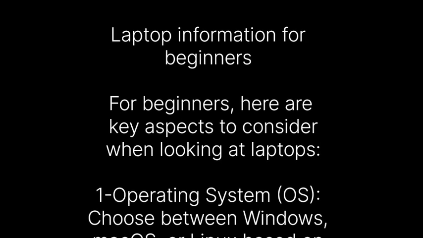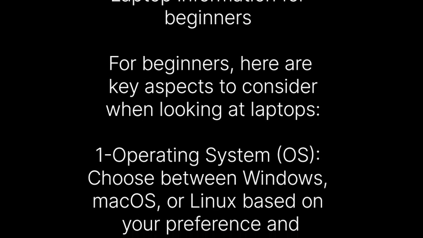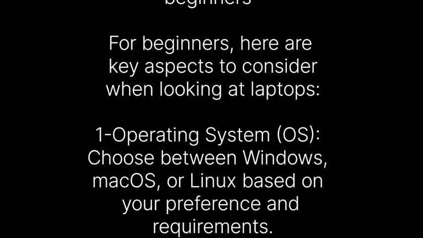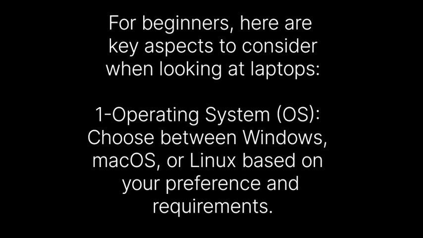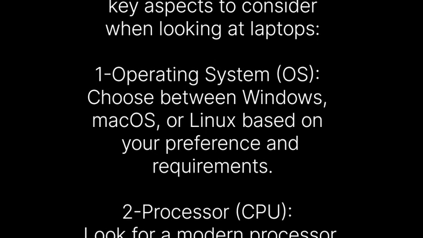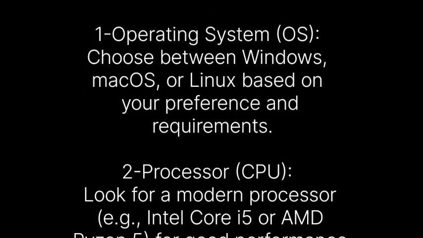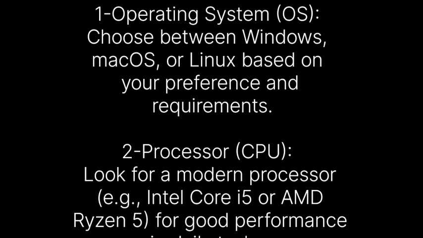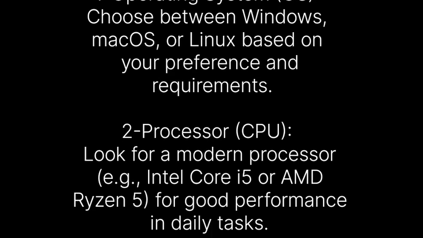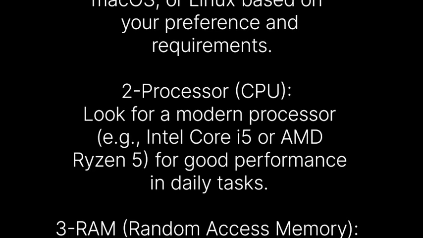Number 1. Operating System, OS. Choose between Windows, Mac OS, or Linux based on your preference and requirements. Number 2. Processor, CPU. Look for a modern processor, for example Intel Core i5 or AMD Ryzen 5, for good performance in daily tasks.